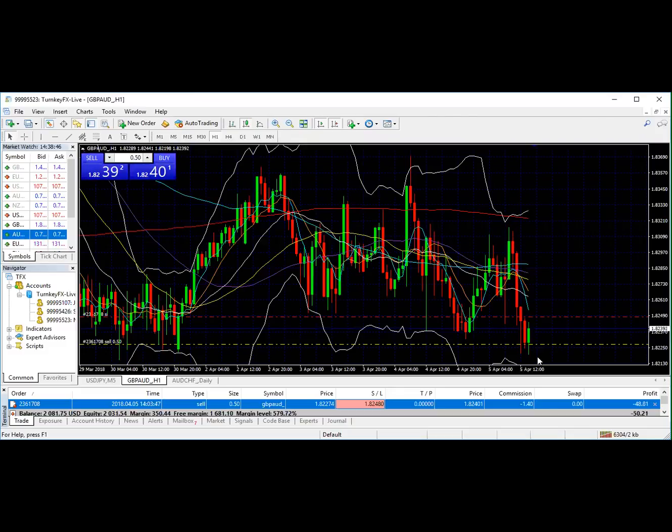It'll drop 50, 75, run 50 to 75, drop 100, run 80. So you can make a lot of money with the pound pairs if you're on the right side of it each time.